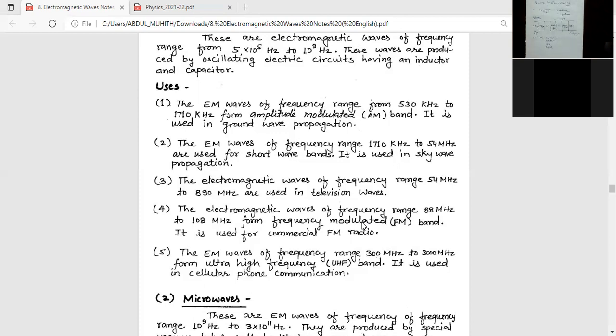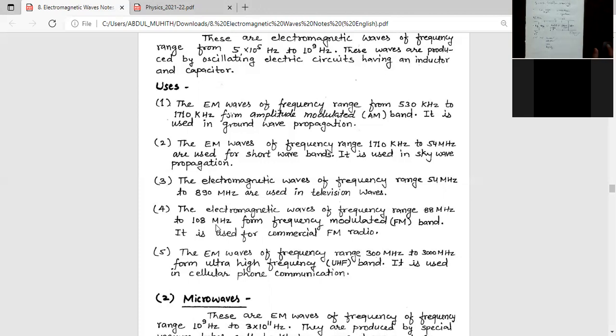So you might have seen that. What is that? This is 88 to 108. That is normal radio. Like we have 88.8 FM, then 89.1 FM, 102.6 FM, 106.1 FM. These are all the commercial radio.